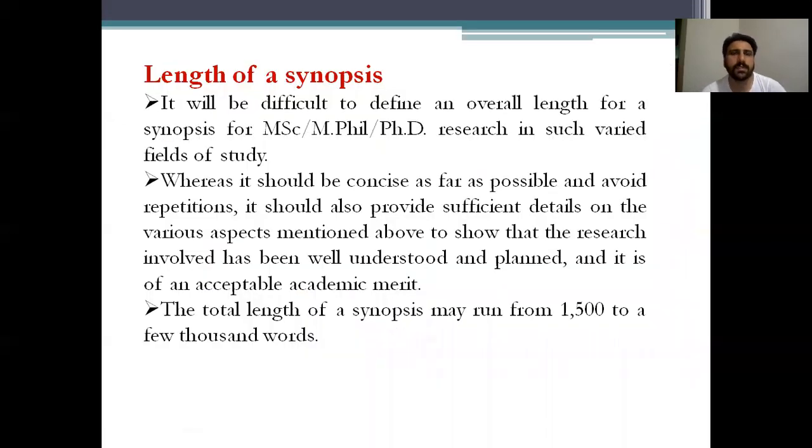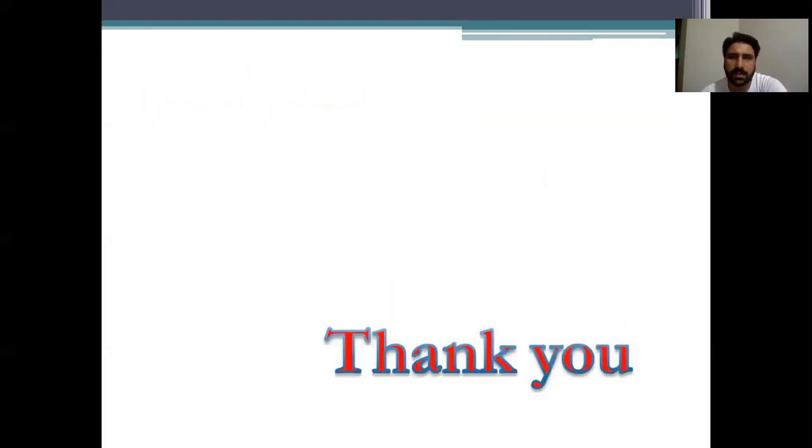Length of a synopsis. It is difficult to define an overall length for a synopsis for MSc, MPhil, or PhD research work in such varied fields of study. A research synopsis should be as concise as possible and avoid repetition. It should provide sufficient detail on the various aspects mentioned above to show that the research involved has been well understood, excellently planned, and of acceptable academic merit. The total length of a synopsis may run from 1500 to a few thousand words. That again depends on your institutional requirements, on what length of synopsis they suggest for you. Thank you so much for listening to this presentation.